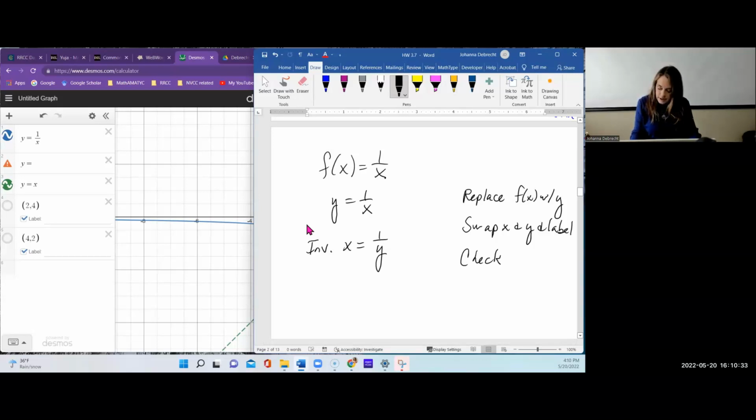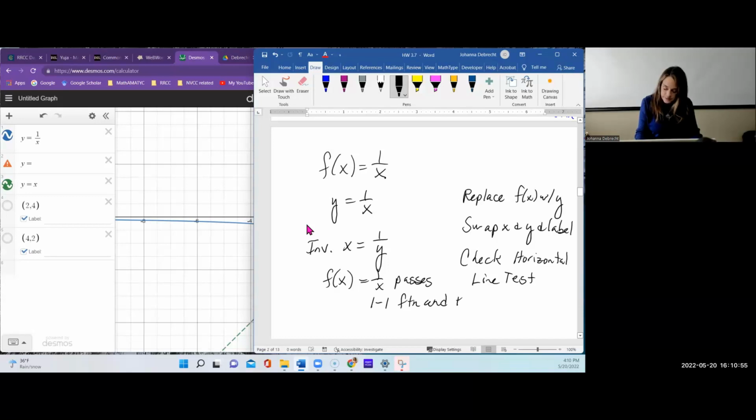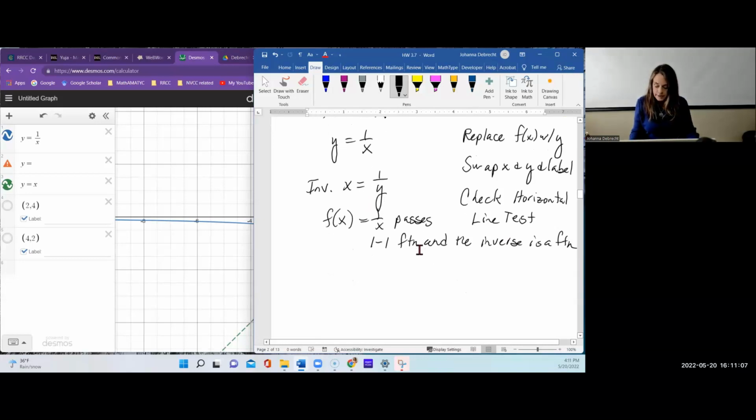So the next thing I did was check the horizontal line test. The original function, f of x equal 1 over x, passes it. So that means it's a one-to-one function, and the inverse is a function too. What we do next is we need to take this equation and solve for y.